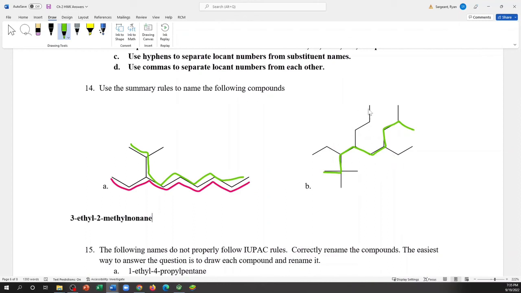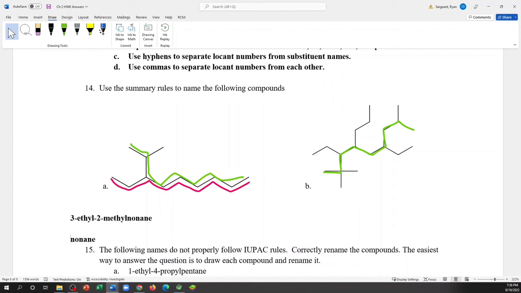So 1, 2, 3, 4, 5, 6, 7, 8, 9. That would give me only 3 substituents. So the green line represents the longest continuous stretch of carbons with the most substituents. I don't see any other options that would give me 6 substituents. So this is a nonane again.